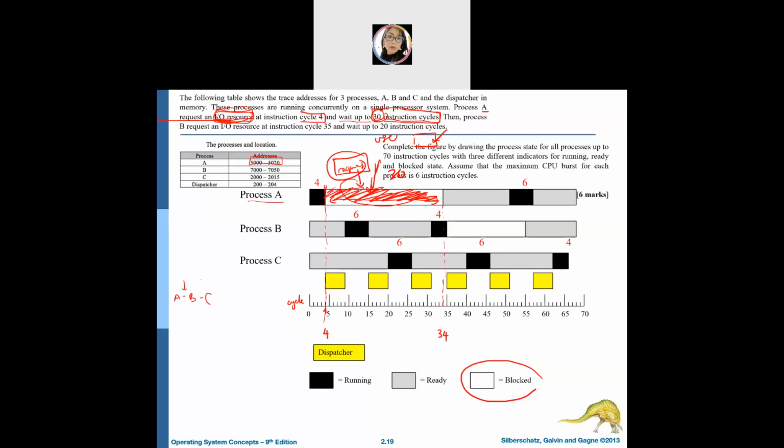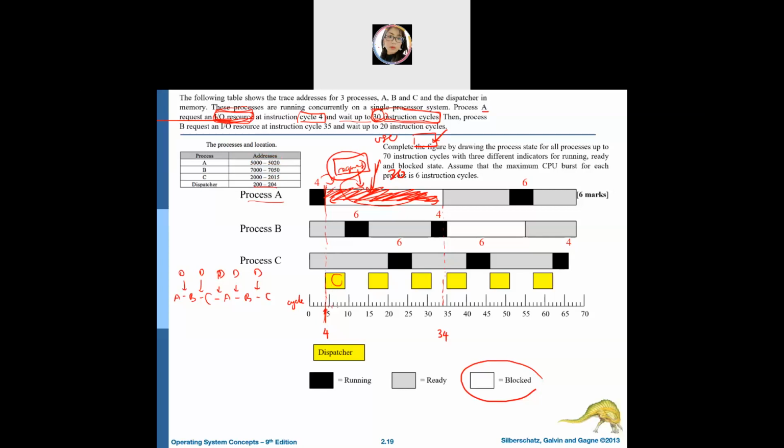In between the sequence, you need to have the dispatcher. A, B, C. This is supposedly the sequence. So at cycle 4, it's going to start calling or requesting the input-output cycle. And then, of course, when it's blocked, it's going to start with the dispatcher. And our dispatcher has 5 cycles only. So for 5 cycles, that's why you start from 4.